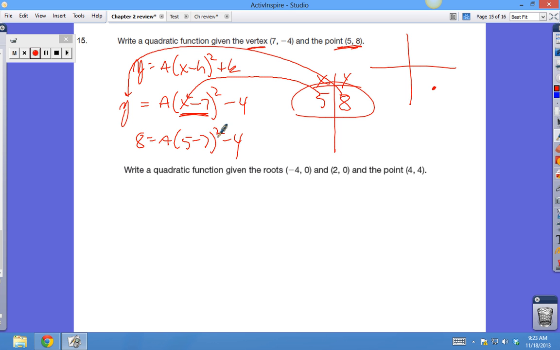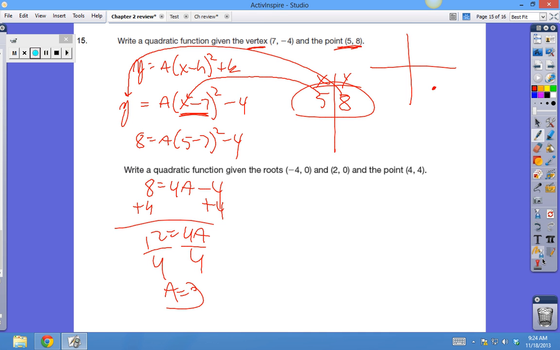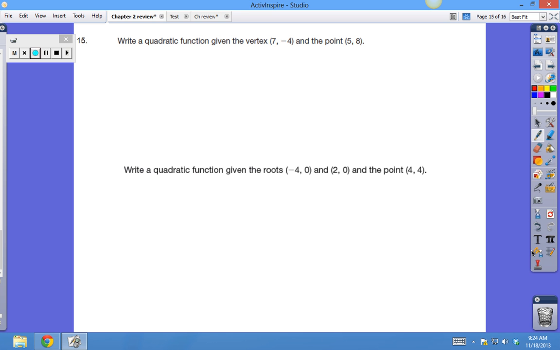Minus 2 squared is minus 2 times minus 2. So you got this. 8 equals 4 times a minus 4. Undo all these 4s. Plus 4, plus 4. 12 equals 4a. Divide by 4, divide by 4. A should be 3. So your final answer is y equals 3 times the quantity x minus 7 squared minus 4.